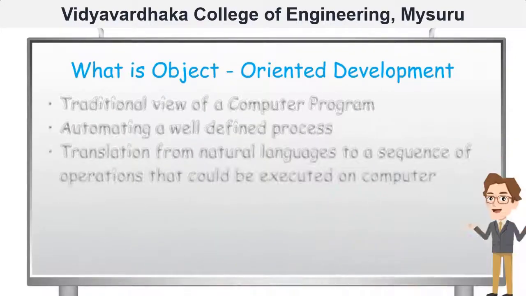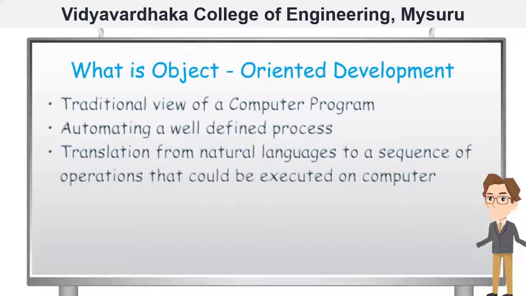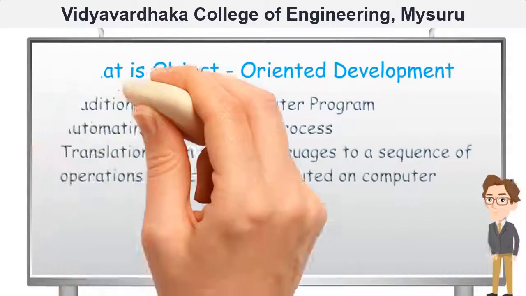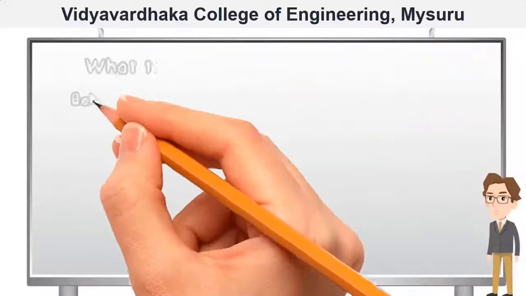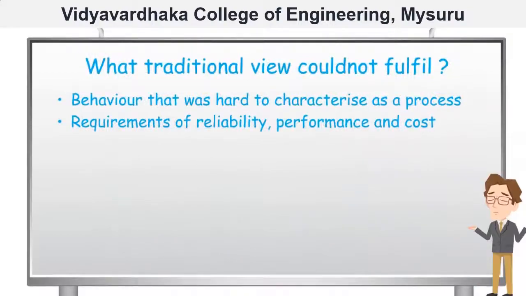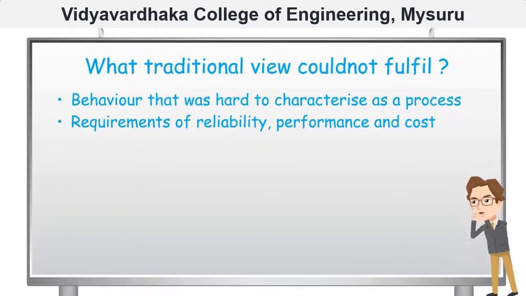The traditional view of a computer program is automating a well-defined process, and translation from natural languages to a sequence of operations that could be executed on a computer. What the traditional view could not fulfill were behaviors that were hard to characterize as a process, and requirements of reliability, performance and cost were not being addressed at all.